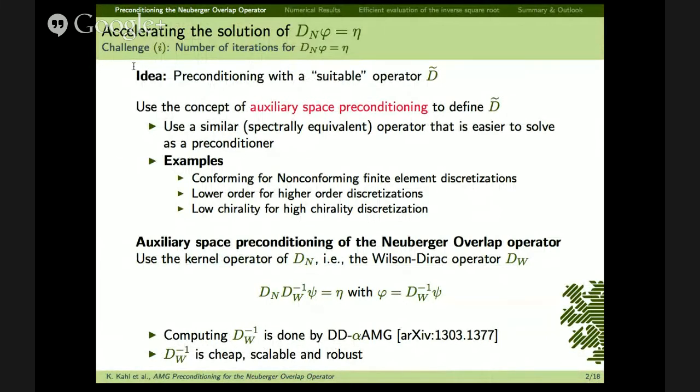Okay, sounds simple enough. Now, of course, you might ask, does this make any sense whatsoever? So basically, what I propose is that we use the Neuberger overlap as this kernel operator. The Wilson operator is in it and was used to construct the Neuberger operator, and now I propose to use the inverse of the Wilson operator to precondition the Neuberger iteration.